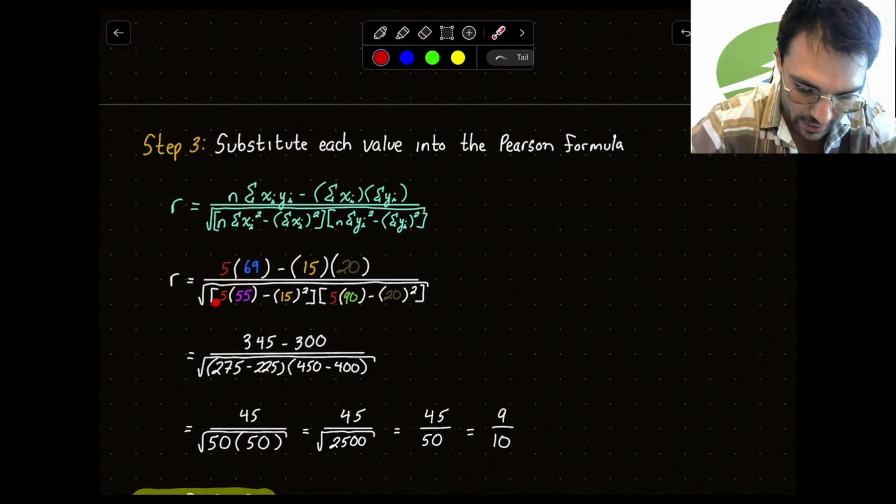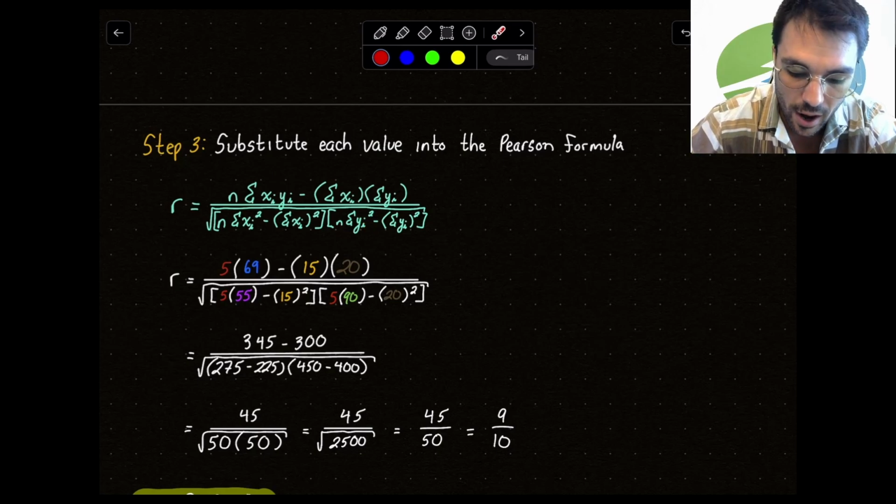All right, anyway, n again is 5. This is the summation of the x sub i squared column, which is 55. This one, you can see the square is outside the parentheses, so it's the summation of x sub i, and then that value squared. Here, n is 5. This is the summation of the y sub i squared column, which was 90, and then this is the summation of the y sub i column, and then that value squared, so we get 20 squared here.